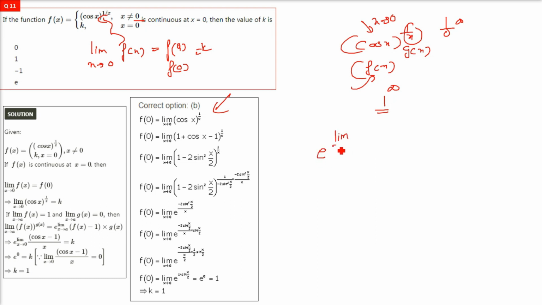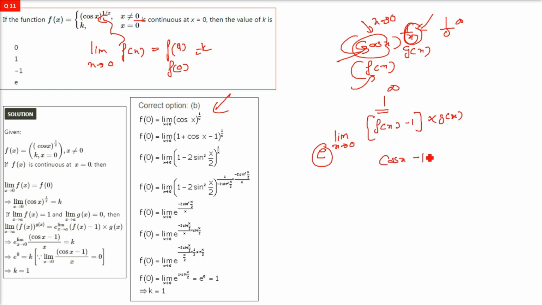See, this result you have to know when you have learned limits. So it is equal to e to the power limit as x tends to 0 of (f(x) minus 1) multiplied by g(x). Sometimes you may not be able to recall this, so in that case you can use the concept of logarithm. But if you remember this, you can apply this 1 to the infinity form, and solve like this.